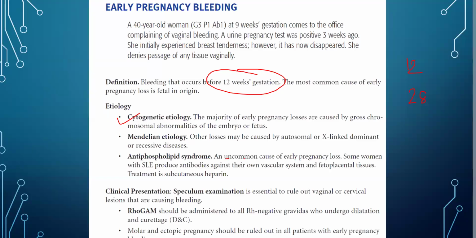Antiphospholipid antibody syndrome is an uncommon cause of early pregnancy loss. Okay, it's not very common. Like I haven't seen even a few patients who have got antiphospholipid syndrome. So it is not a common diagnosis that we get in a patient. But the common cause of early pregnancy loss should be chromosomal abnormality of the baby.